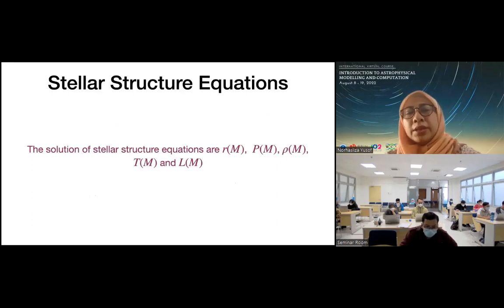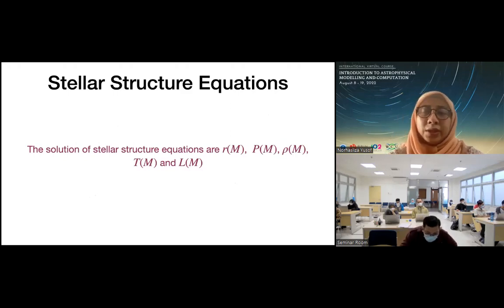Okay, so here now we have our solution that I mentioned just now. This is the output that we obtain when we calculate the stellar structure equations. This is where we can see the radius of our star, the pressure, the temperature, and luminosity. These are the properties that we use, for example, when we want to compare with observation, because usually astronomers only care about the surface. They don't really care about the interior. But eventually we have to calculate from the interior so that we can get the output at the surface.